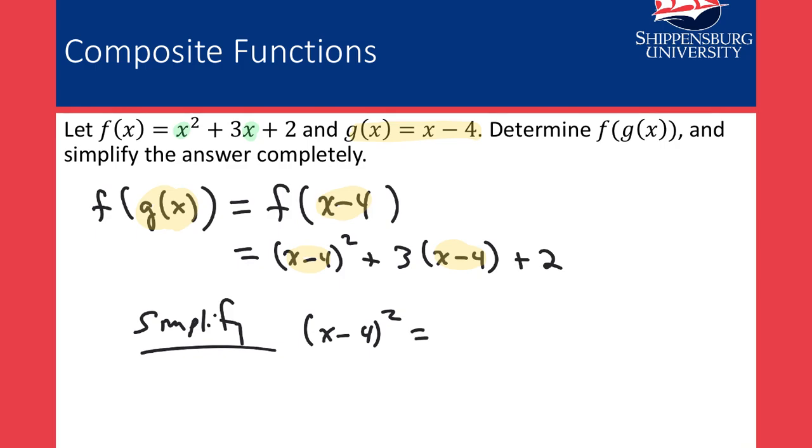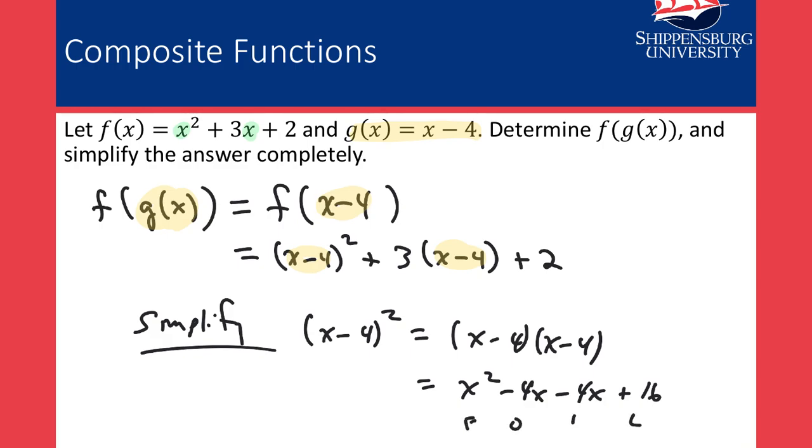x minus 4 squared is x minus 4 times x minus 4. And so we use FOIL. x times x is x squared, minus 4x, minus 4x, and minus 4 times minus 4 is plus 16. That's my FOIL method for multiplying that out, and I can combine like terms. So x minus 4 squared is really the same thing as x squared minus 8x plus 16.